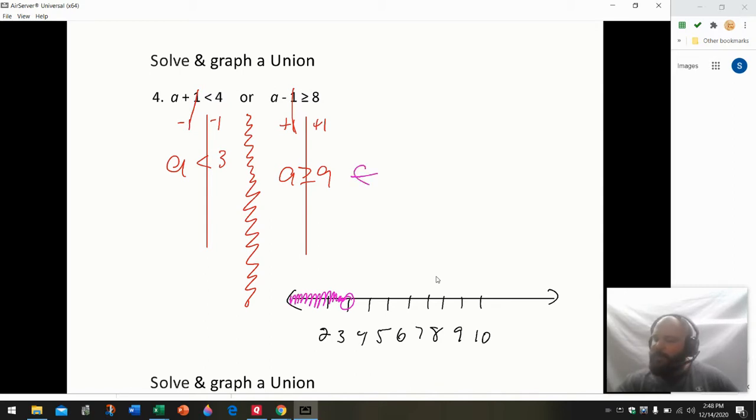This second one right there says a has to be greater than or equal to 9. So greater than or equal to means solid dot on 9, and then shade to where the numbers are bigger than 9, which is over here. And there's your OR graph. So they're basically two separate problems. They're just graphed on the same number line.